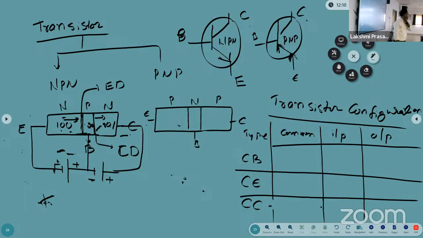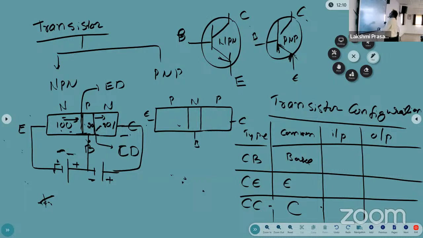Okay, three configurations. For the common base, what is the common? For the common emitter, the emitter is the common. And the common collector, the collector is the common. Now, common base, what is the input terminal?